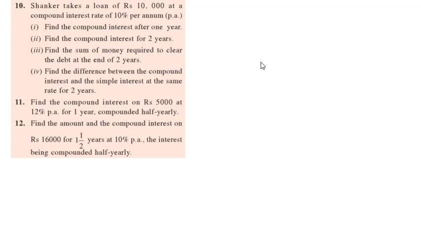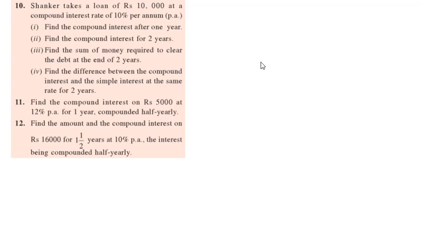11th is find the compound interest on rupees 5,000 at 12% per annum for 1 year compounded half yearly. Here compounded half yearly, so this is a type compounded half yearly final type problem, no? Fourth type problem. Find the amount and the compound interest on 16,000 for 1.5 year at 10% per annum, the interest being compounded half yearly. Again the fourth type of problem.